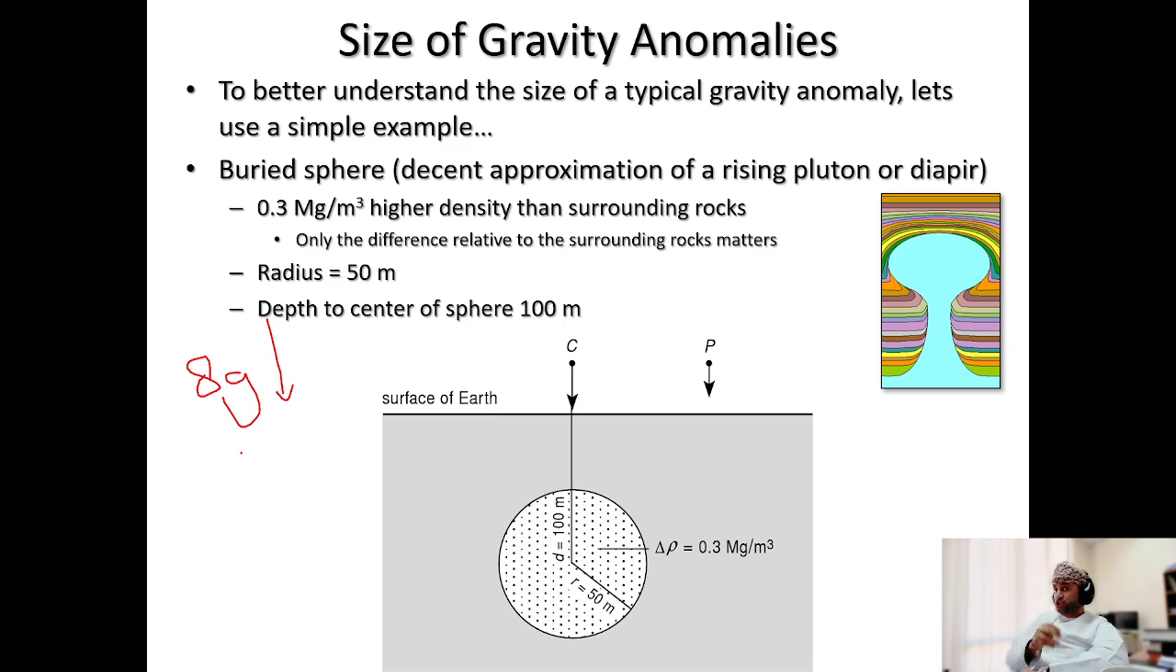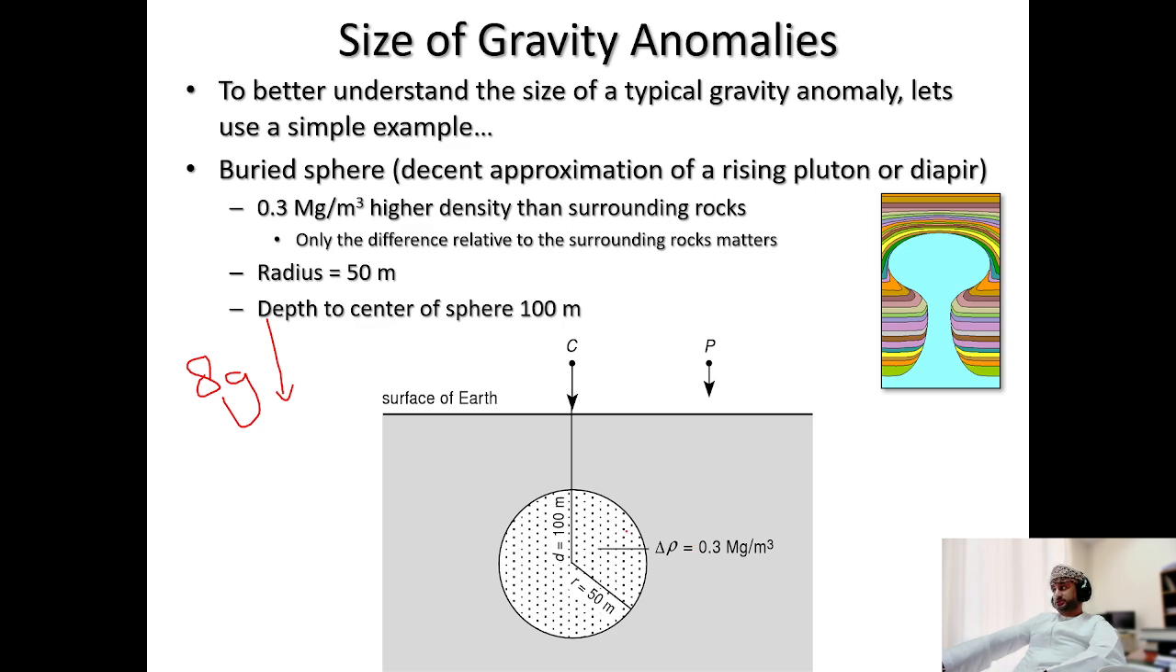So if I'm interested in changing gravity, the values of density are represented by change in densities, not absolute densities. Here, for example, a body is a sphere at a depth of 100 meters, with a radius of 50 meters, and the change in density, the difference in density between the body and the surrounding, is 0.3 megagram per meter cubed. So this is the difference in density.